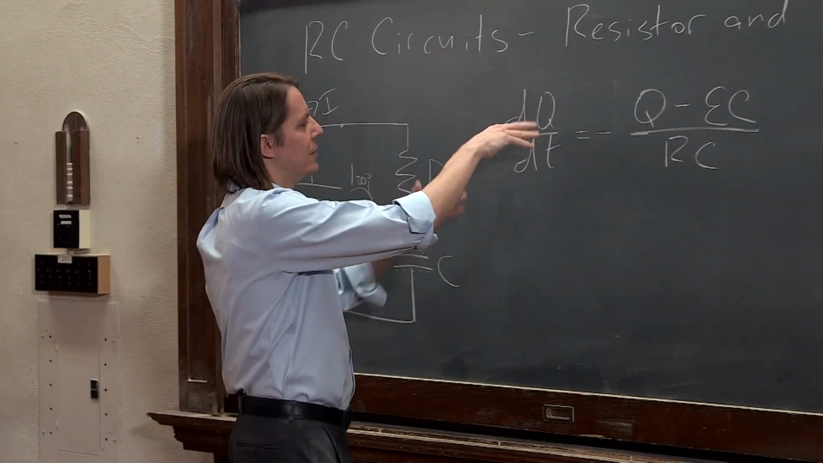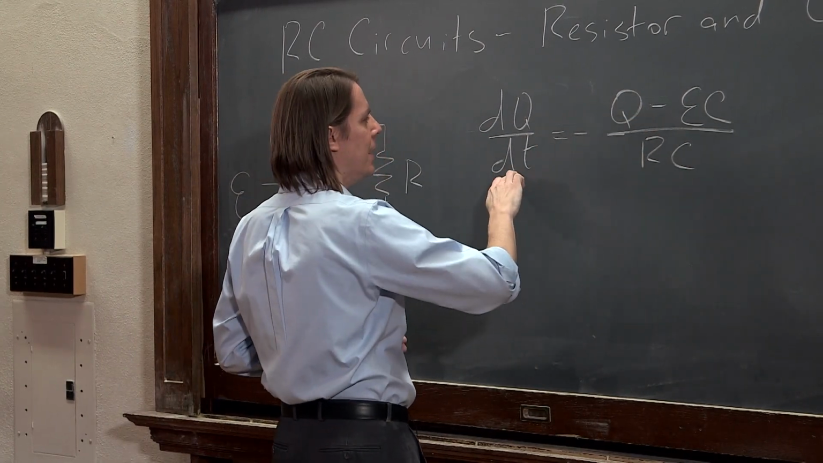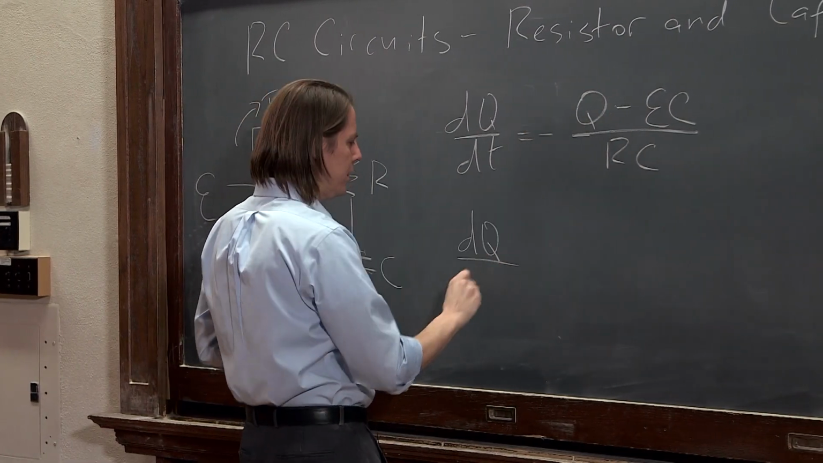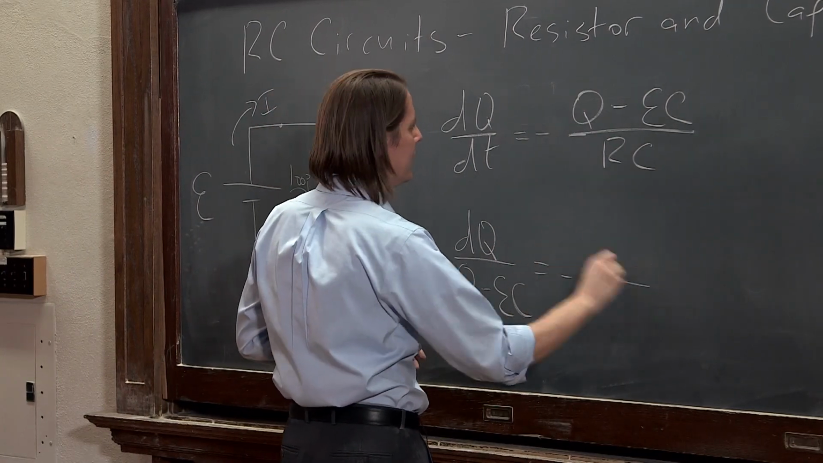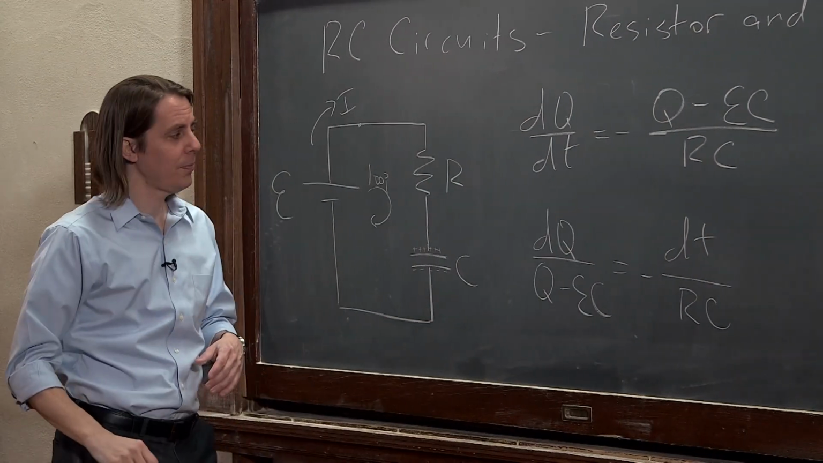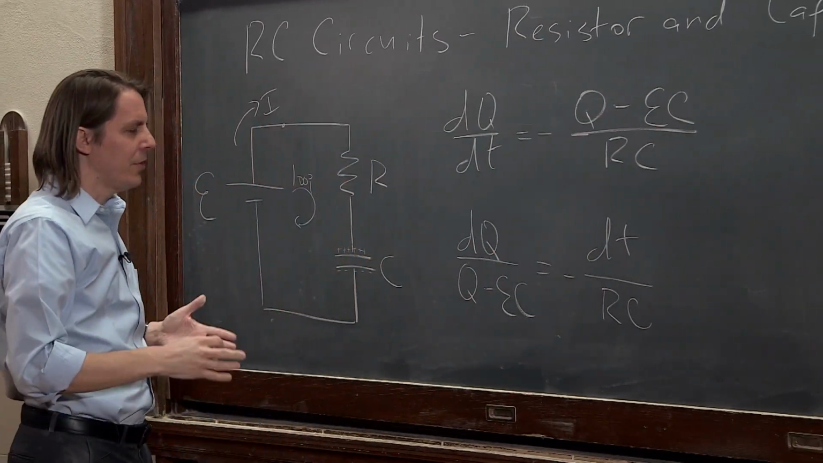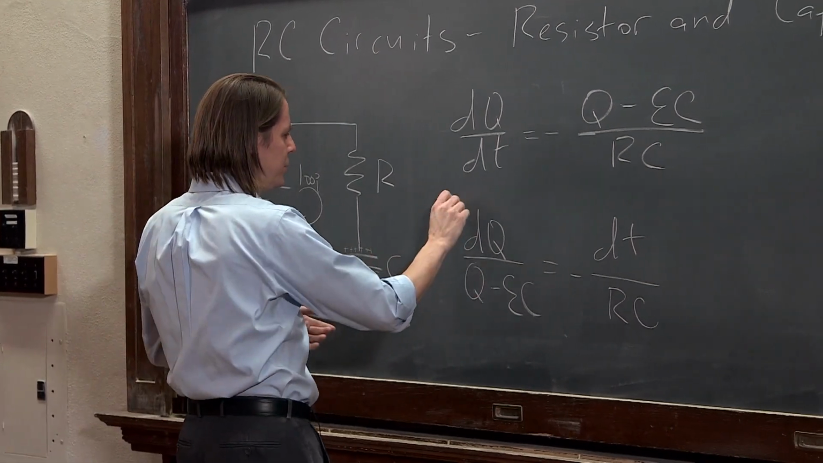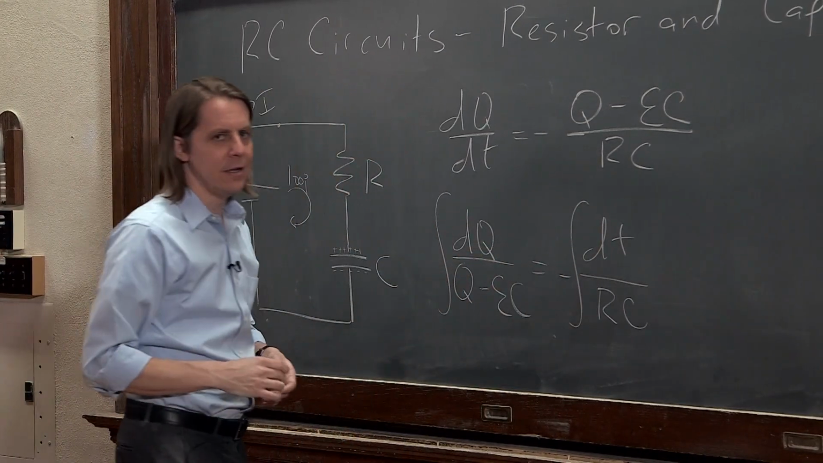All we got to do is break this thing up and treat it as two different differentials. So we're going to bring this under here, and we're going to put this up here and see what we get. Then we have dq over (q minus the EMF times the capacitance) equals minus, this goes up there, dt over RC. Okay? So now instead of integrating the whole thing with respect to time, we'll just integrate both sides based on a similar sort of set of conditions. So we're going to integrate the left with respect to charge, dq, and we're going to integrate the right with respect to time, dt.